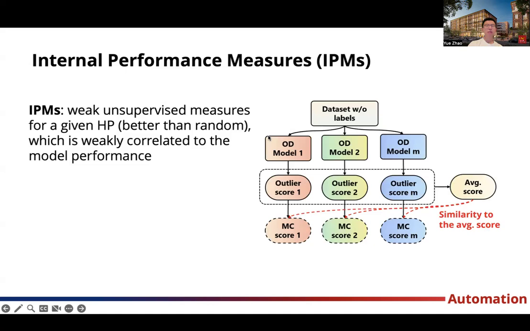IPMs is called internal performance measures. We introduced it in another paper published a year ago. The idea is that we identify some internal measures, which are weak unsupervised things given an HP, which are weakly correlated to the model performance. Sometimes it's based on the consensus among the different models given a data set.